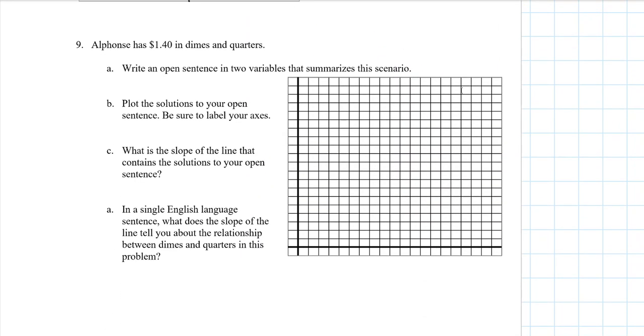Here, Alphonse says $1.40 in dimes and quarters. So if D is the number of dimes, don't just say it's dimes, because then I don't know if you're talking about the value of or the number, the quantity. This is quantity of quarters.